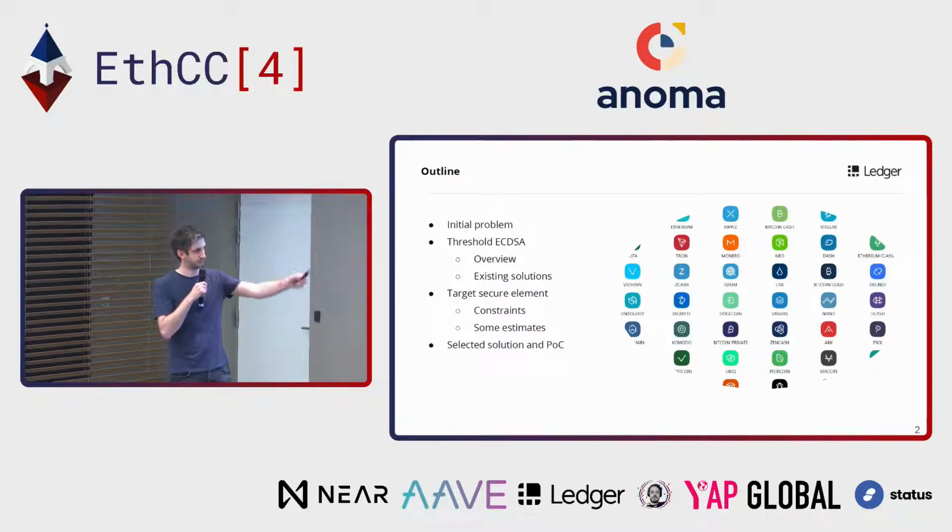So there are a lot of coins displayed here because at Ledger we try to be coin agnostic, so we had to target ECDSA and not another signature algorithm because that's the one that covers the most coins.